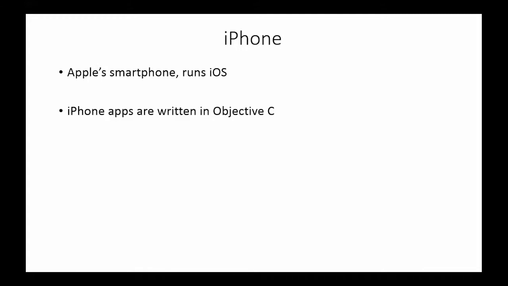iPhone apps are written in Objective-C. Where Android apps are written in Java, iPhone apps are written in this language called Objective-C. And Objective-C is a little weird. The syntax is kind of strange. If you looked at an Objective-C program with the Java background you have right now, you'd probably be really confused. But it's actually not that different at its core.